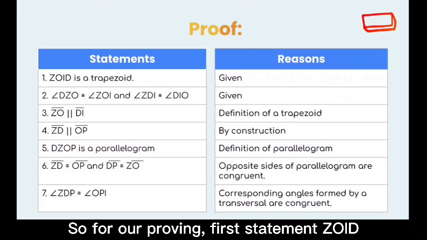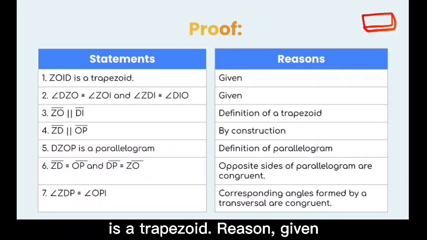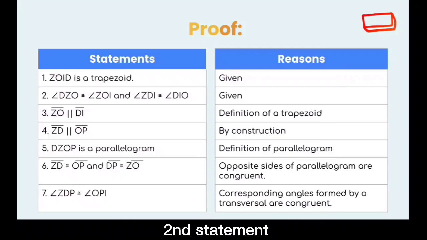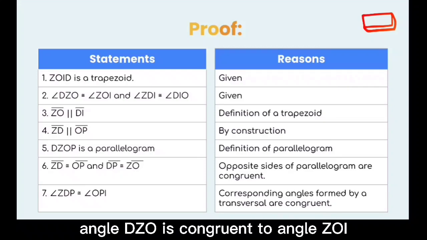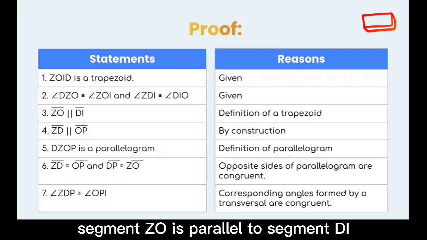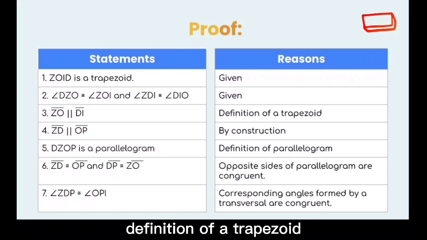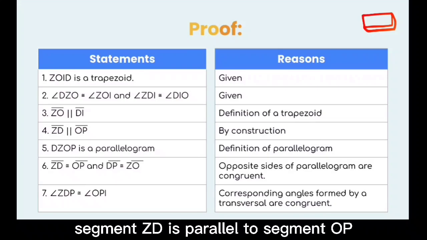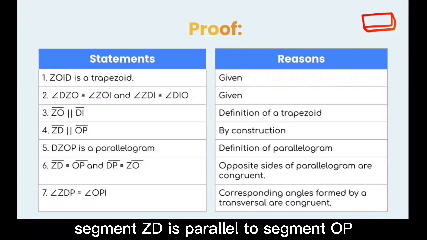So for our proving, first statement, ZOID is a trapezoid. Reason: given. Second statement, angle DZO is congruent to angle ZOI and angle ZDI is congruent to angle DIO. That is also our given. Third statement, segment ZO is parallel to segment DI. Definition of a trapezoid. Fourth statement, segment ZD is parallel to segment OP.